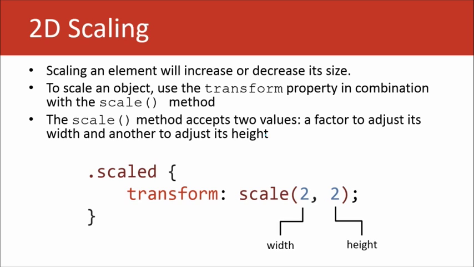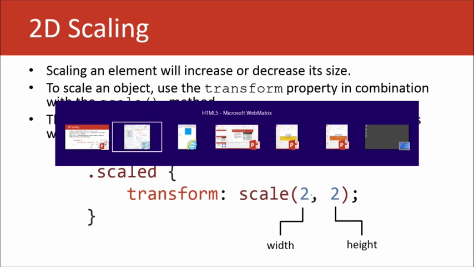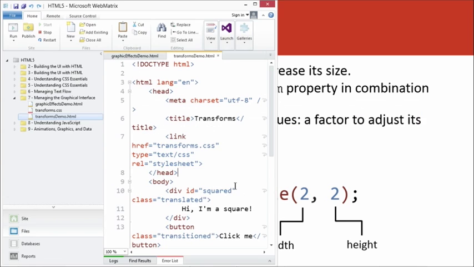Let's talk about scaling. Scaling an element, all that it does is it increases or decreases its size. Once again, we use the transform property along with the scale method, and it just accepts two basic values. It's got a factor to adjust its width and a factor to adjust its height. Okay, width is going to increase by 2 times. Height is going to increase by 2 times in this case. So let's go take a look real fast in Web Matrix.